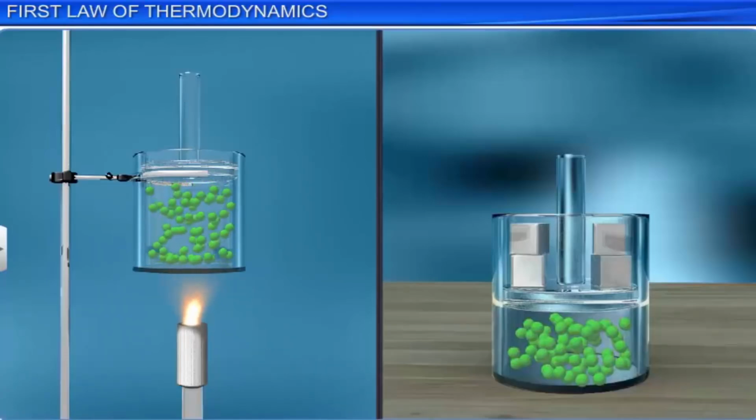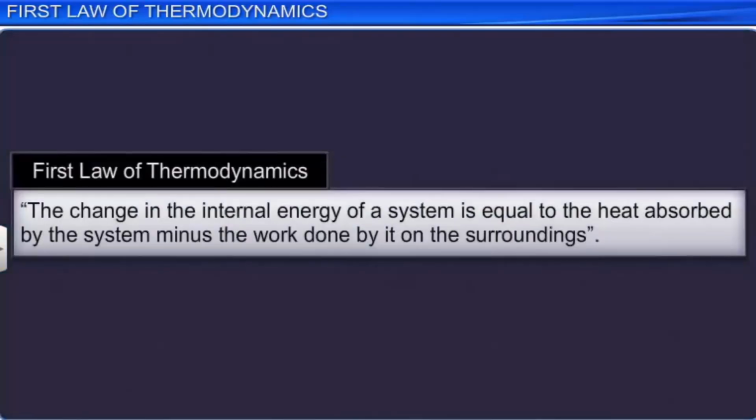The first law of thermodynamics states that the change in the internal energy of a system is equal to the heat absorbed by the system minus the work done by it on the surroundings.